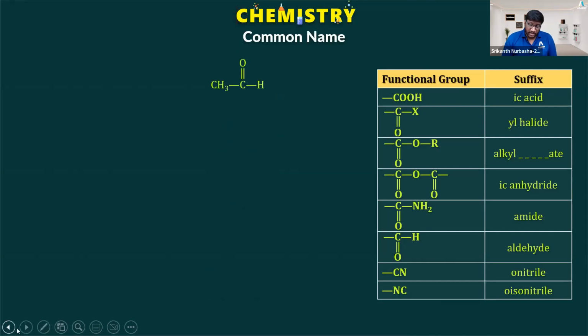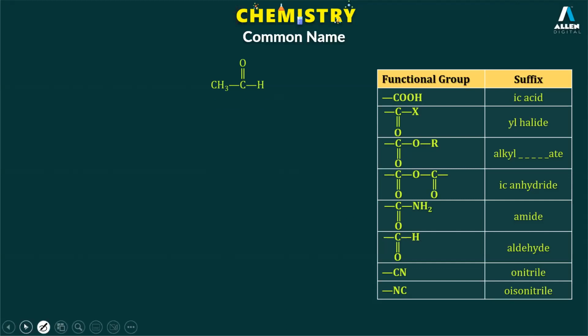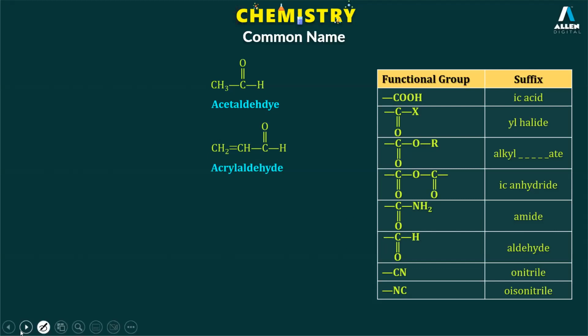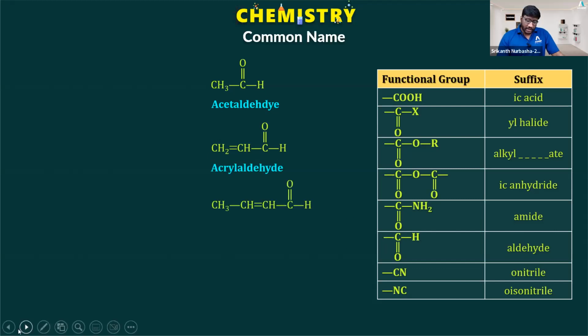Try to name this. CH3 C double bond H. 1, 2 carbons. Acetaldehyde. Very good. CH2 double bond CH, C double bond H. This is a special case, right? Whenever we have CH2 double bond CH, C double bond H, we can use acryl. Acryl aldehyde, right? CH3 CH double bond CH, C double bond H. Crotonaldehyde. Very good.